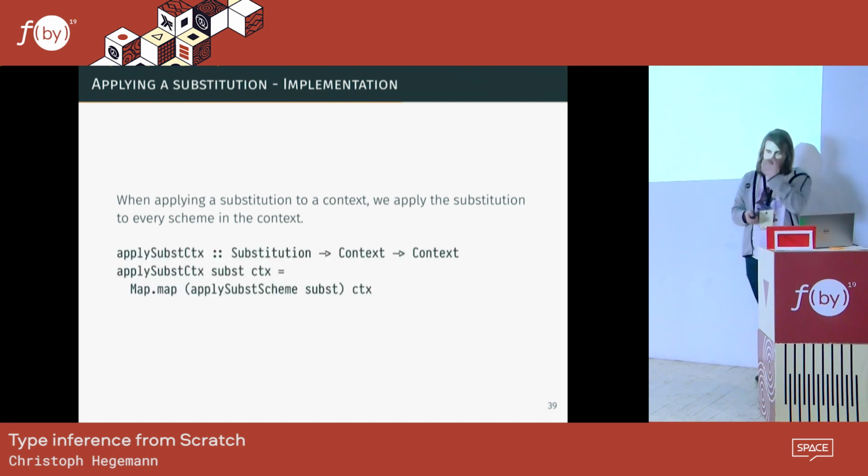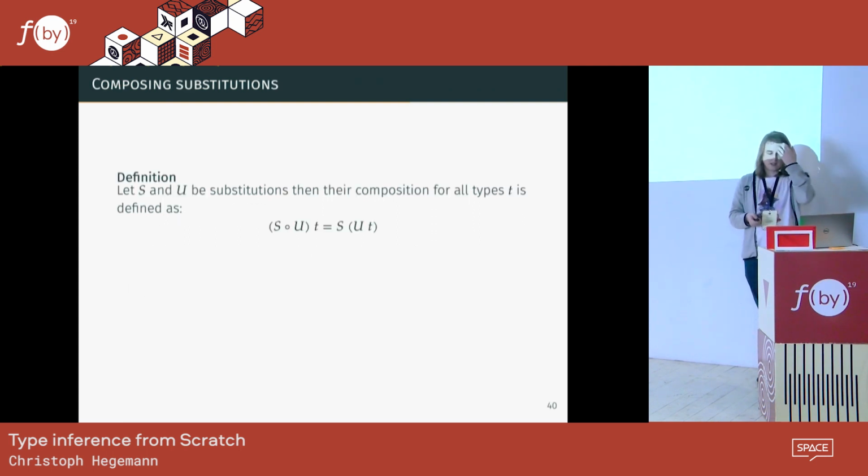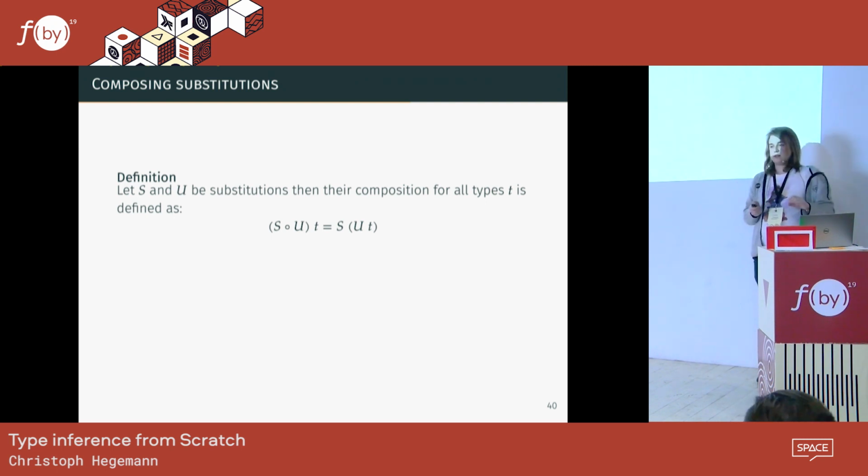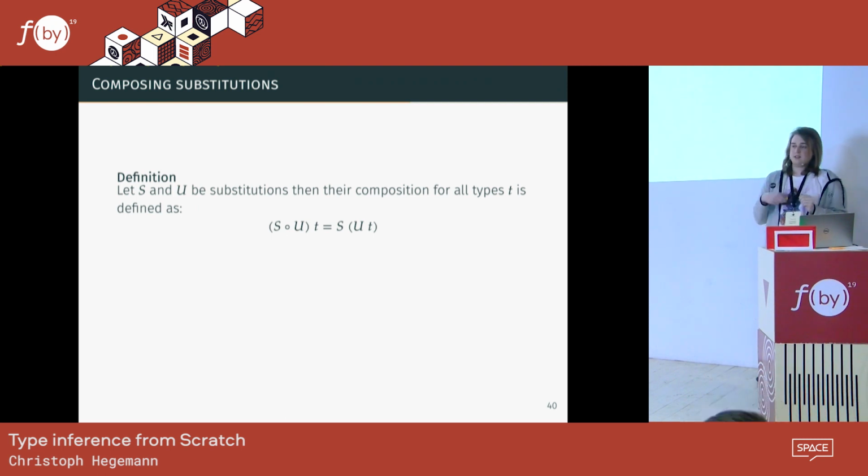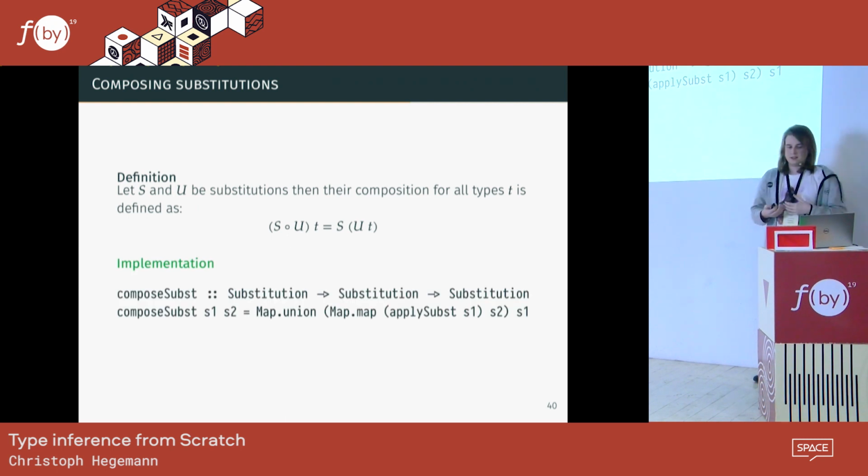We just map the apply substitution function for schemes over the context. All right, the second operation we'll have on substitutions is composition. The composition of two substitutions s and u applied to type t is the same as applying the substitution u to t, and then applying the substitution s to the result. The way we implement this is by unioning the two substitutions in a way that favors the bindings inside S2. But it's kind of a complicated implementation.